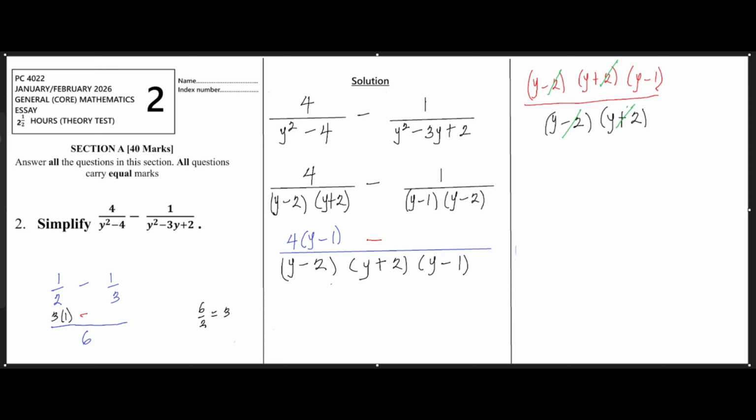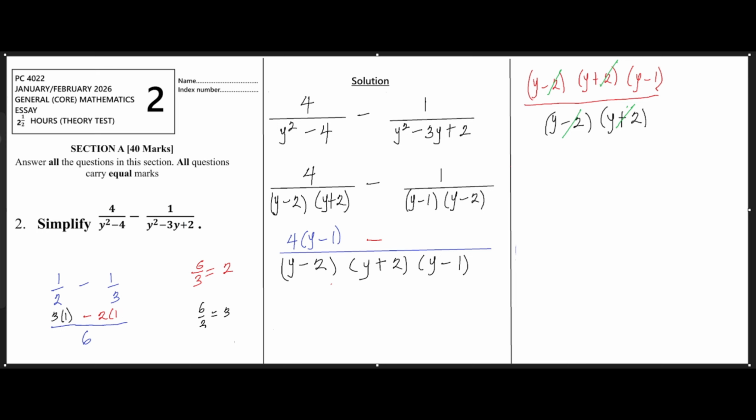We are going to repeat the same process again. We are going to divide the LCM, which is 6, by this denominator, which is 3. And then this gives us 2. We multiply these 2 by the numerator, which is 1. So we are going to repeat the same process.